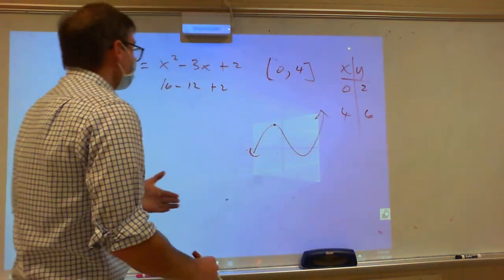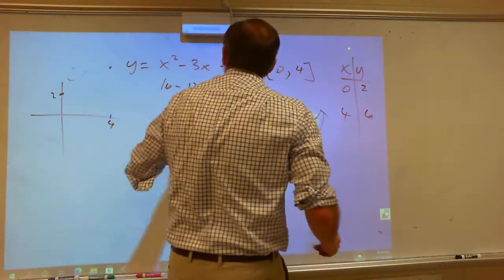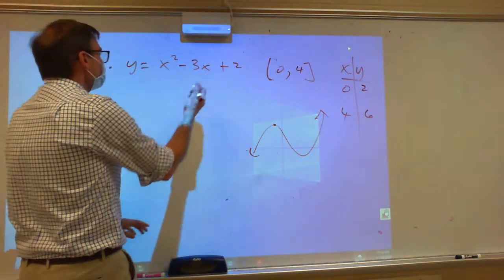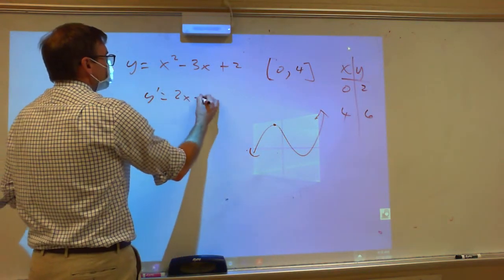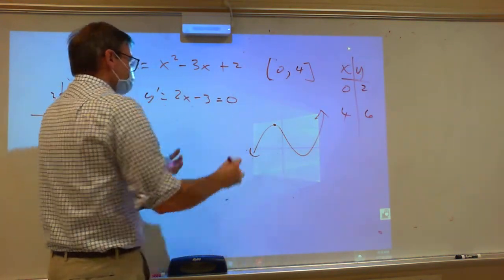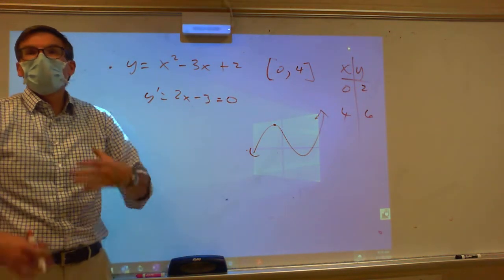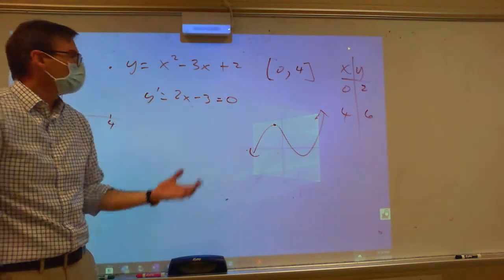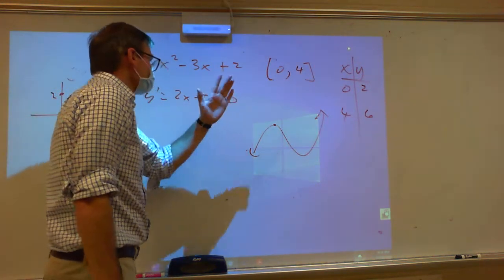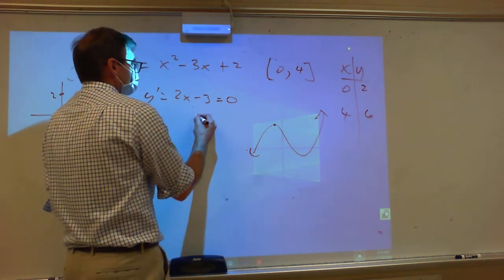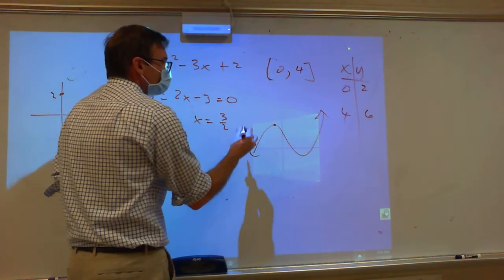So what I could do in my little example is look at my derivative. Okay, so y prime is equal to 2x minus 3. And when I set that equal to 0, what I want is to know where my derivative is 0. So I solve that, and that's going to give me x is equal to 3 over 2.